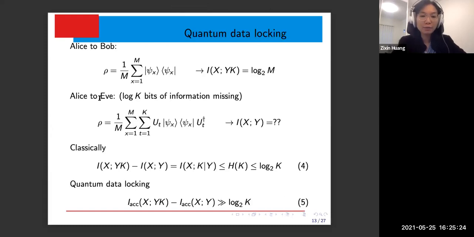On the other hand, if Eve does not have access to the secret key of k bits long, then Eve sees the density matrix as an average over all the different encryption unitaries U summing from 1 to k. And now we want to bound the mutual information between Alice and Eve when there are log k bits missing. Okay?